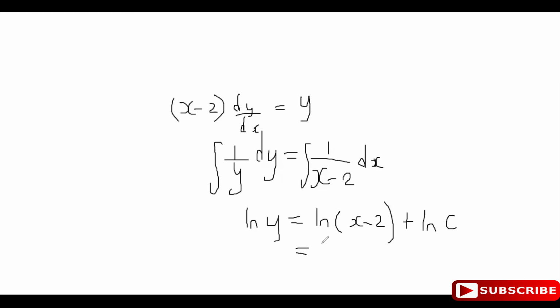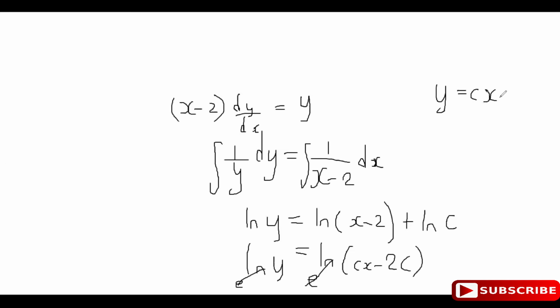Now, by laws of logarithm, the log of a plus the log of b is the log of ab. So this works out to be the log of c times x minus 2, and that's ln y. If I put e raised to this power and e raised to this power, e cancels ln. And so y is equal to c times x minus 2. You can factor out that constant. So y is a constant times x minus 2.